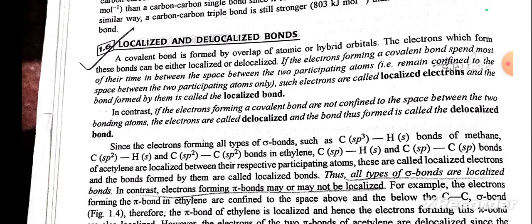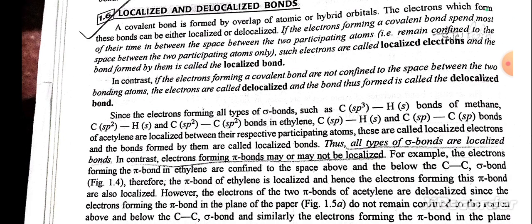Localized and delocalized bonds. A covalent bond is formed by the overlap of atomic and hybridized orbitals. The electrons which form these bonds can either be localized or delocalized. If the electrons forming covalent bonds spend most of their time in the space between two particular atoms, such electrons are called localized electrons, and the bonds formed by these electrons are called localized bonds. In contrast, if the electrons forming a covalent bond are not confined to the space between the two bonding atoms, the electrons are called delocalized and the bond formed is called a delocalized bond.